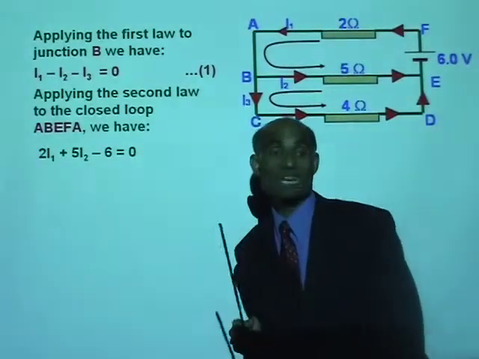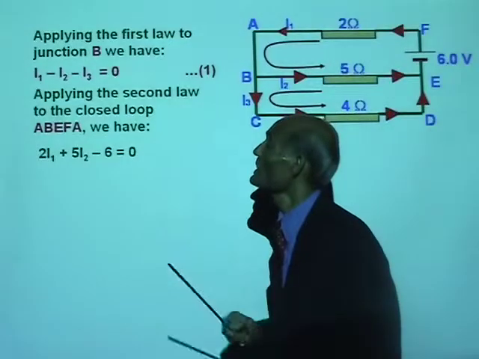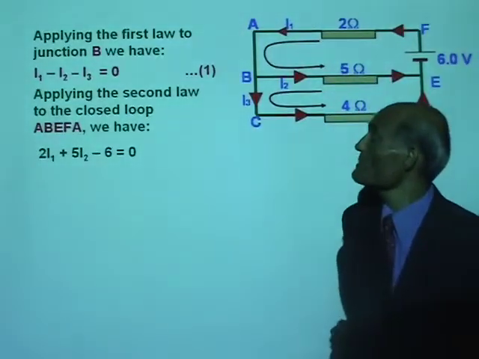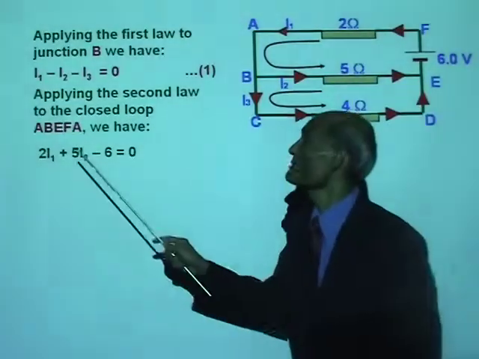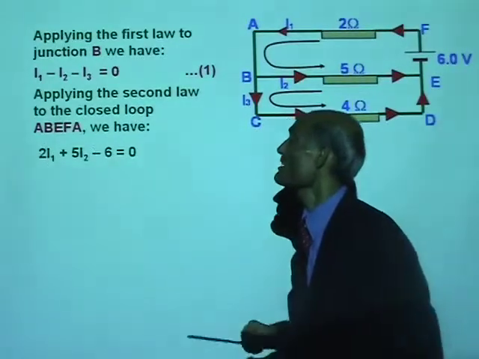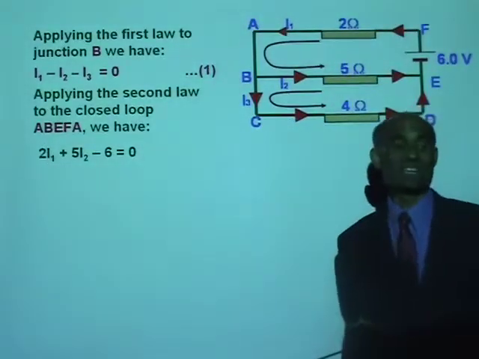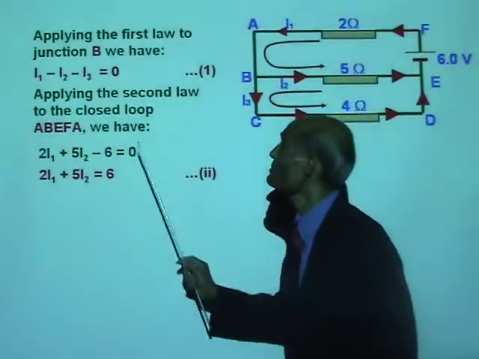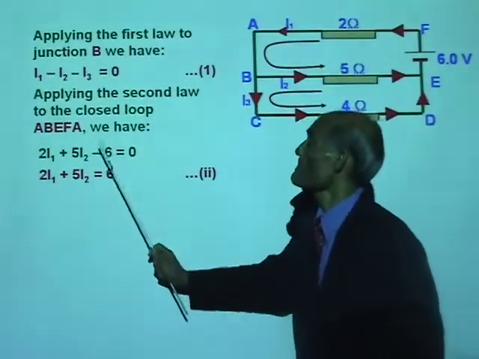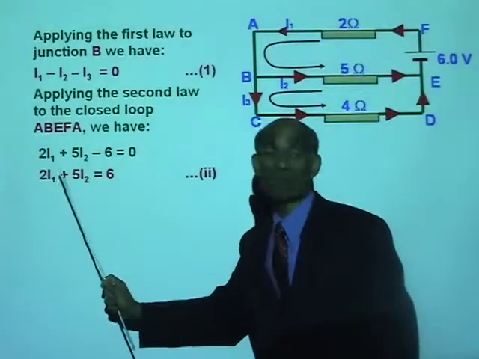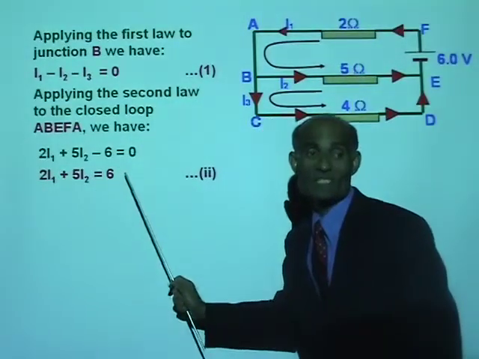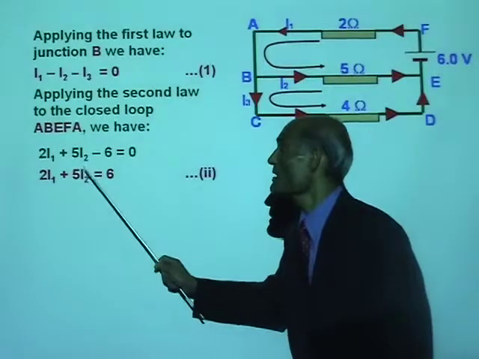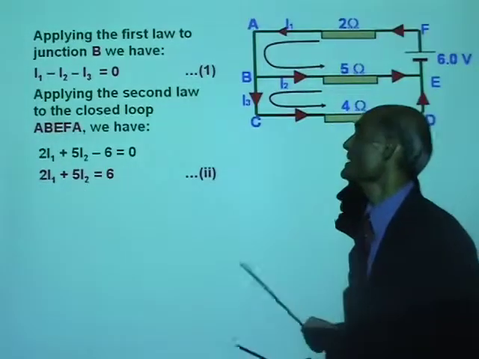So applying the second law to the closed loop ABEFA gives me 2I1 plus 5I2 minus 6 equal to 0. And that is our equation 2. And look at the way I'm writing it. I'm leaving the variables on one side, taking the constant to the other. I get 2I1 plus 5I2 equal to 6.